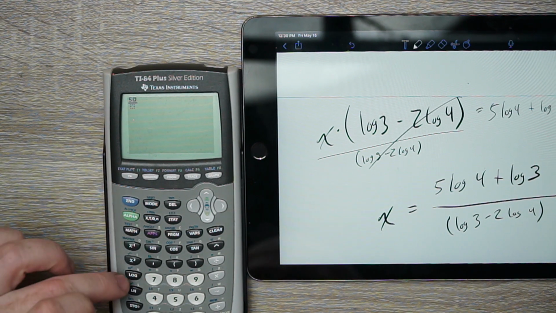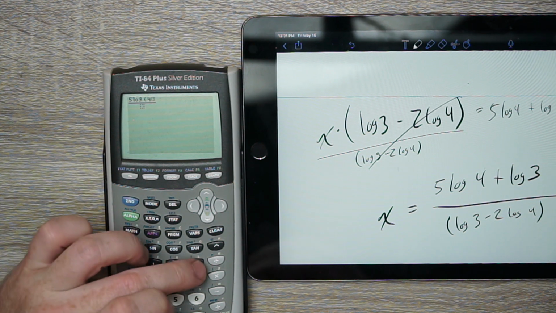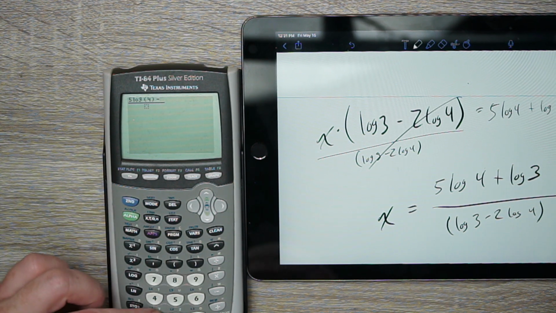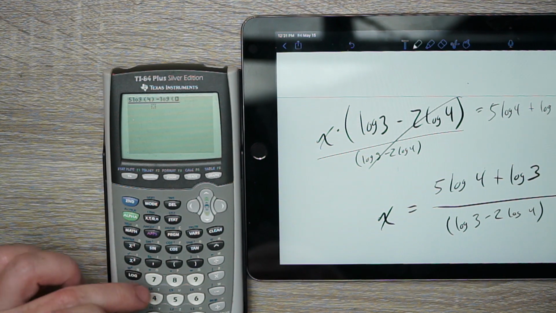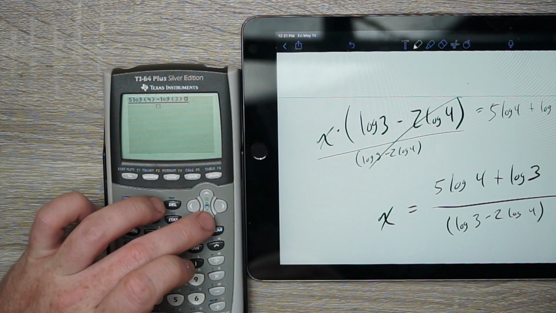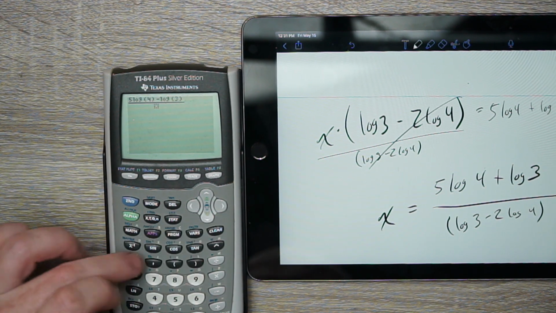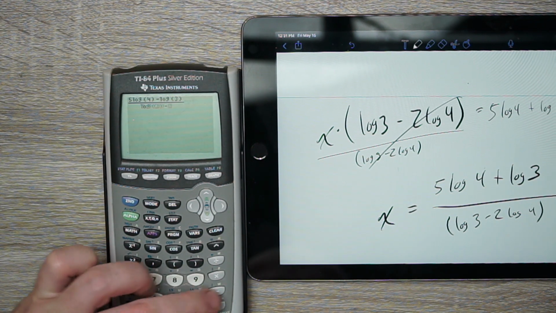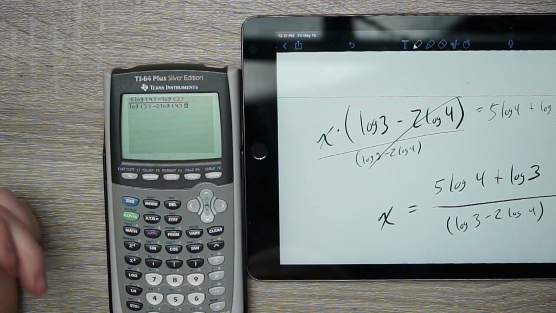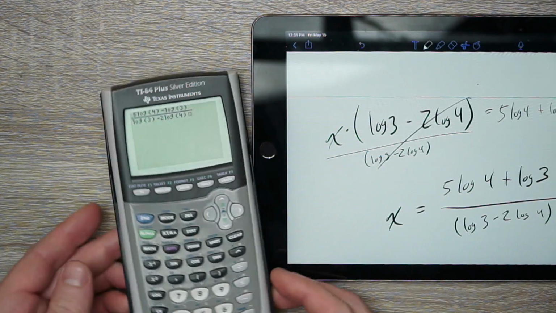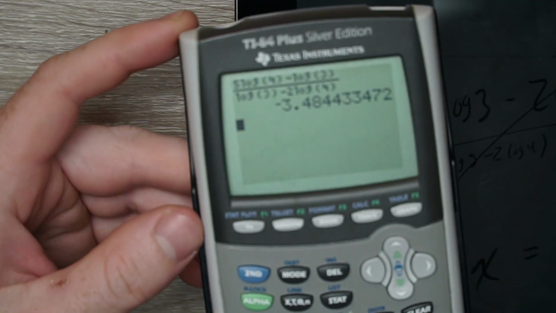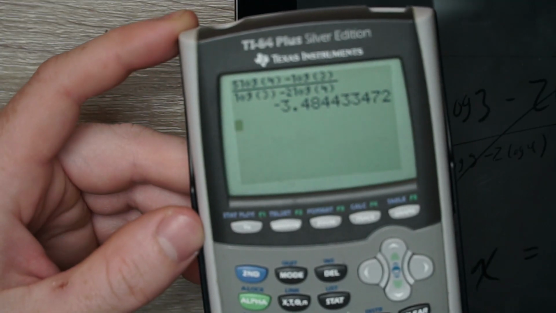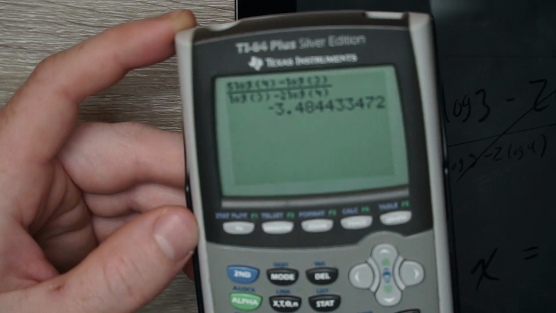We're just going to type 5 log 4 minus, it usually opens up a parenthesis for log stuff. Obviously you have to make sure those get closed up. Log 3 minus 2 log 4. And that's it, and we'll hit enter. And this is actually giving me not the right answer, it appears.